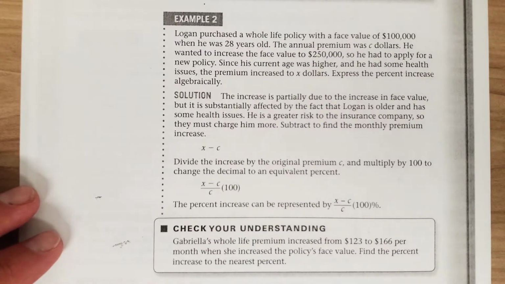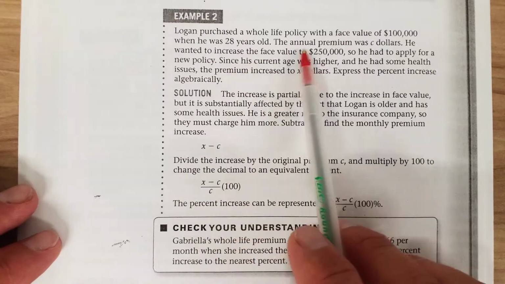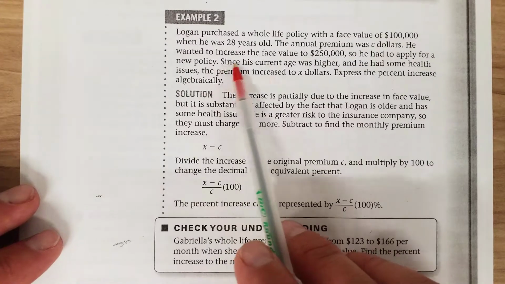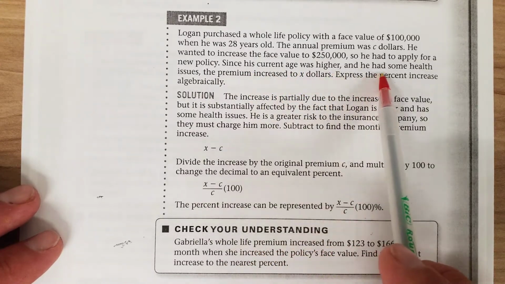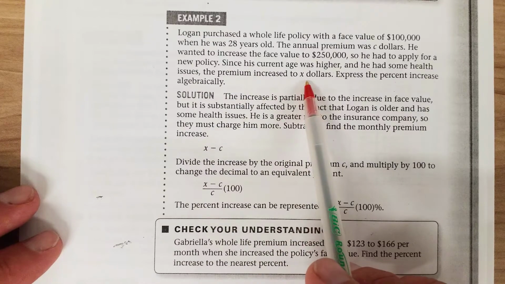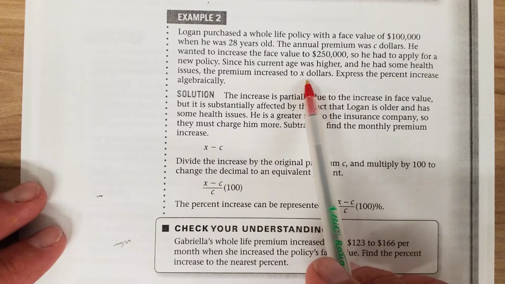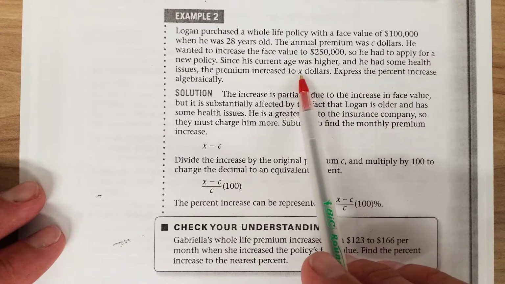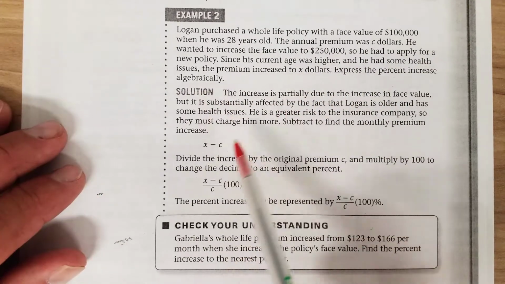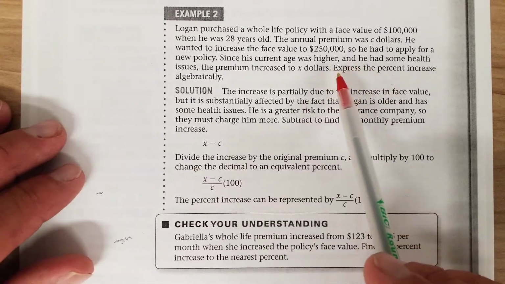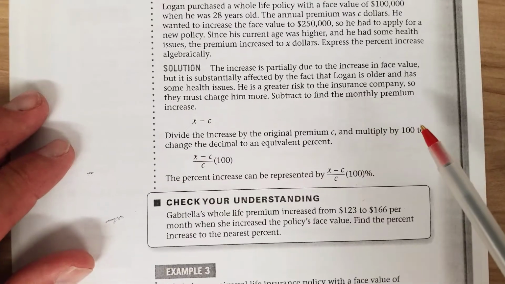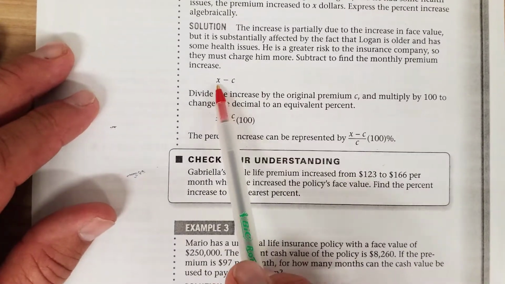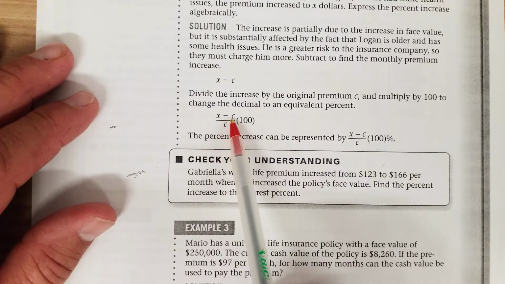Logan purchased a whole life policy with a face value of $100,000 when he was 28. The annual premium was $C. He wanted to increase the face value to $250, so he had to apply for a new policy. Since his current age was higher, and he had some health issues, the premium increased to X dollars. So his premium went up from C to X. Express the percent increase algebraically. Well, remember, you take the difference in the two, divide by the original, and then multiply times 100. We were doing this the first month of school. So take the new amount minus the original amount, divided by the original, times 100.